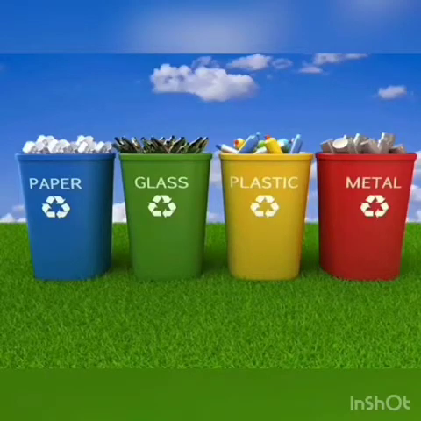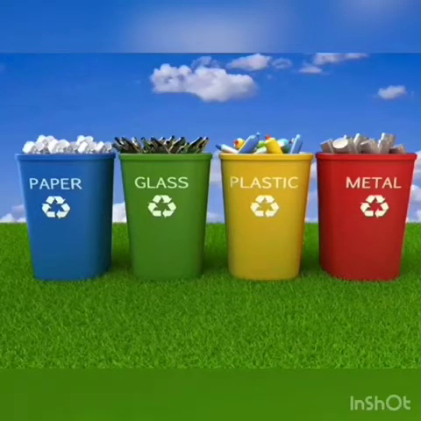So what are the things that can be recycled? They are paper, glass, plastic and metal. Repeat after me. Paper, glass, plastic and metal can be recycled. Very good. If we recycle these things, we can have less pollution in our environment.